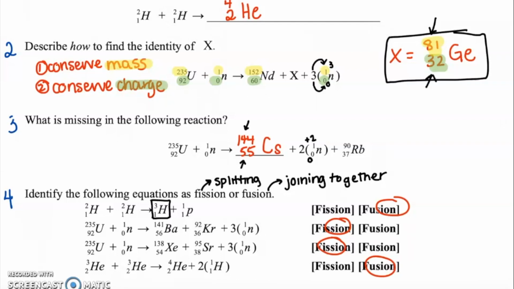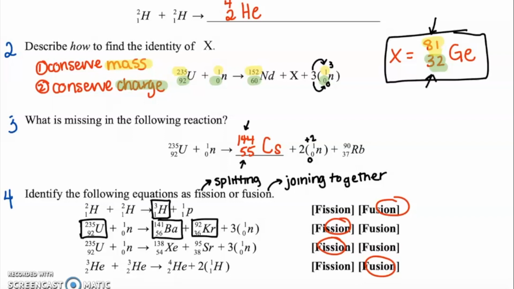My next one here, we have uranium and a neutron combining to form barium, krypton, and 3 neutrons. This would be an example of fission. Our big uranium guy here is splitting into barium and krypton. Again, when you see uranium, especially uranium-235, enriched uranium, you're probably already thinking fission.